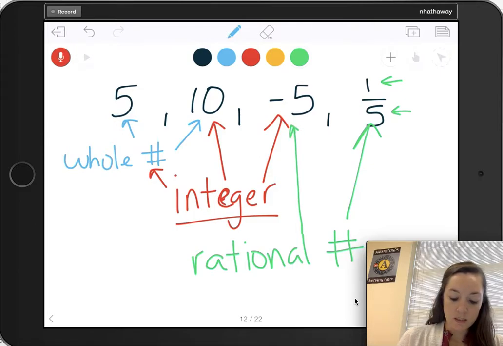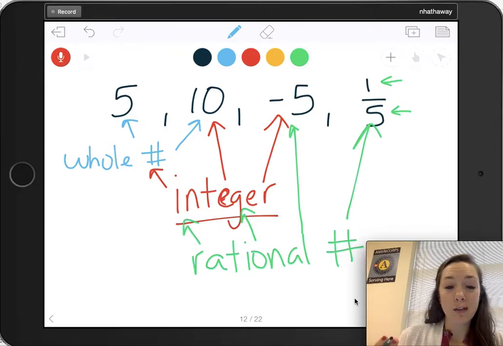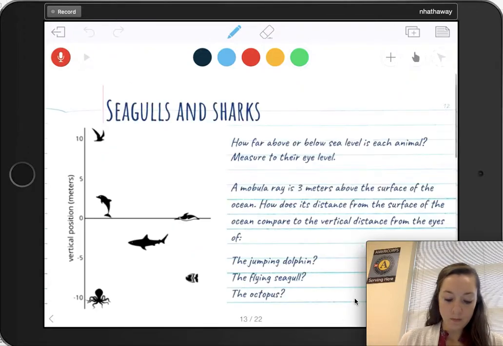10 can be written as 10 over 1, so that is also a rational number. And 5 can be written as 5 over 1, so that is also a rational number. So really the whole point in this is rational numbers are pretty much any number that can be written as a fraction of two whole numbers, okay? So let's do a little bit of exploring and then we'll move on from there.